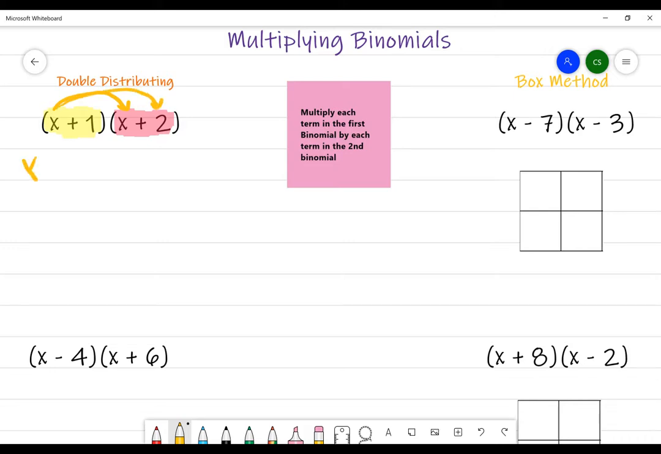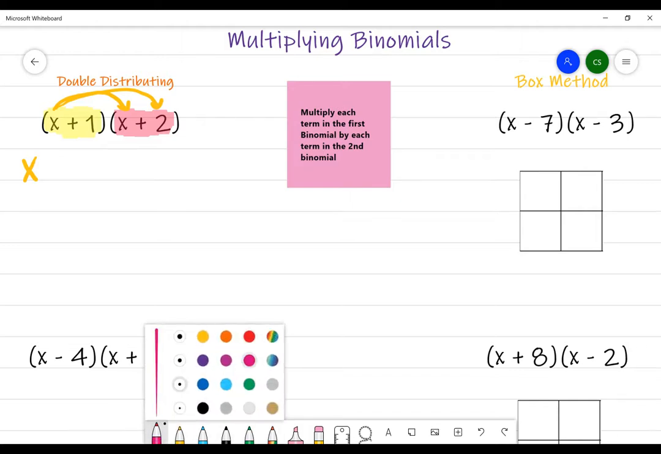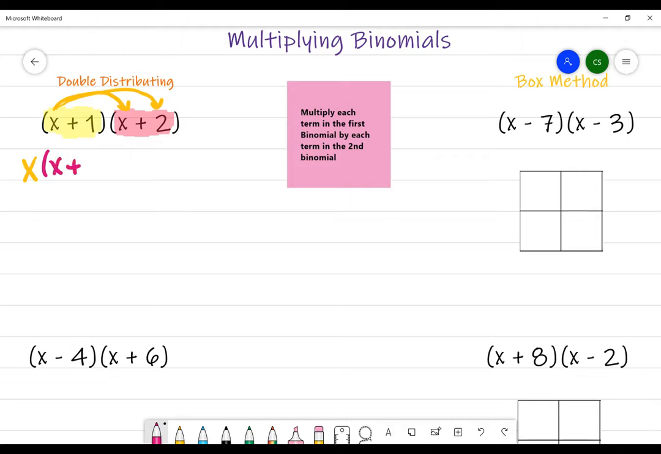So basically, x times the second binomial. Then I multiply the second term in the first binomial to everything in the second one. When you use double distributing, you will notice that you will always have twins. Notice how I have twins, x plus 2 and x plus 2. So when you double distribute correctly, you will always have twins.